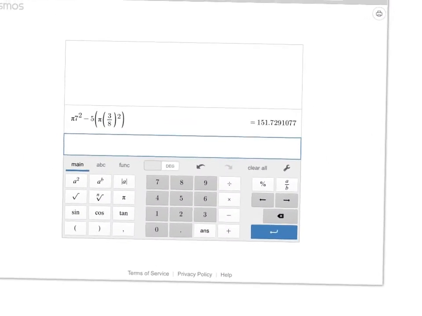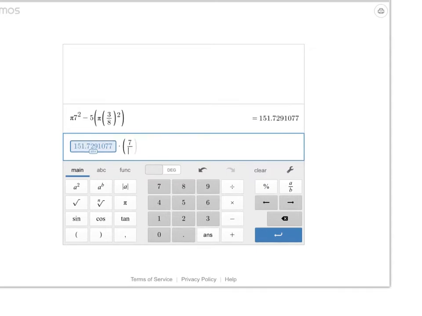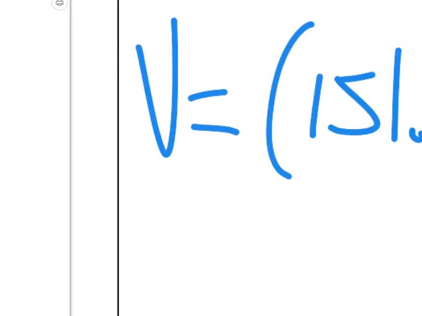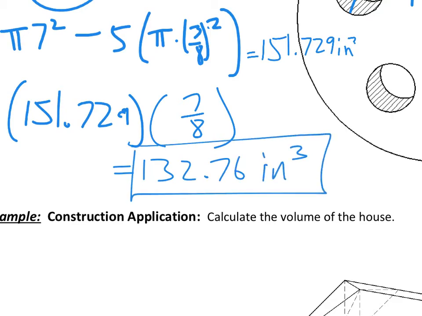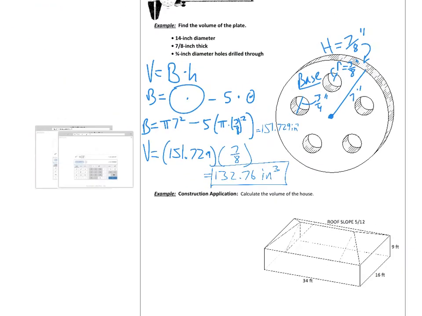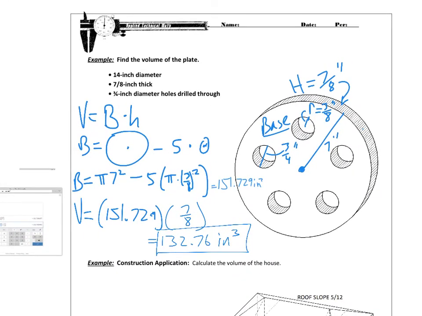Let's go to our calculator there. Since we already have that on the calculator, we'll just hit the answer key, and times 7 divided by 8, 7/8. And we get 132.76. And now that is volume, so that's going to be cubic inches. Okay, that's the idea there. Anytime you have two faces that are parallel and congruent, use the volume of a prism.